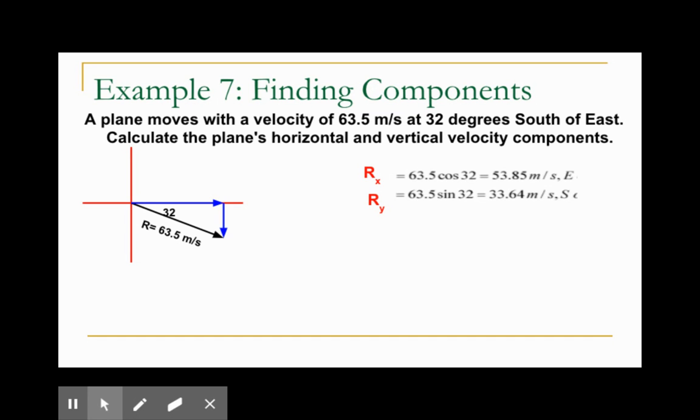Okay, so we take 63.5 times the cosine of theta. We get 53.85 meters per second east. And for the y component, we get 33.64 meters per second south, or we could say negative. Any questions here?